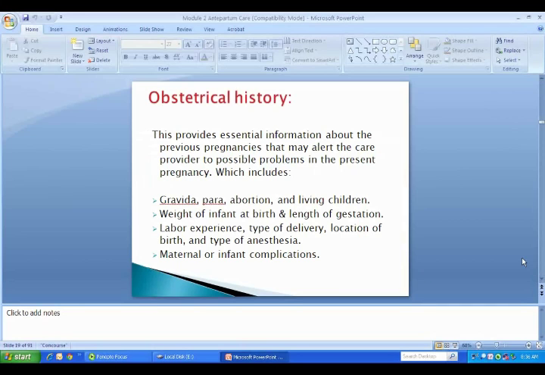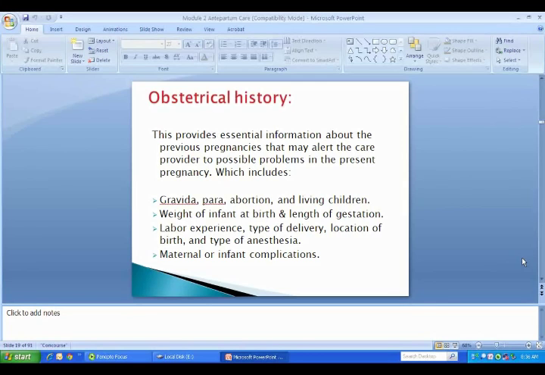We want to find out her OB history, what happened in her previous pregnancies. It might tell us about any potential problems. For example, if she's had nothing but C-sections, she may not be a candidate for vaginal delivery. We want to find out how many times she's been pregnant, how many were past 20 weeks, did she have any abortions, and how many living children there are.